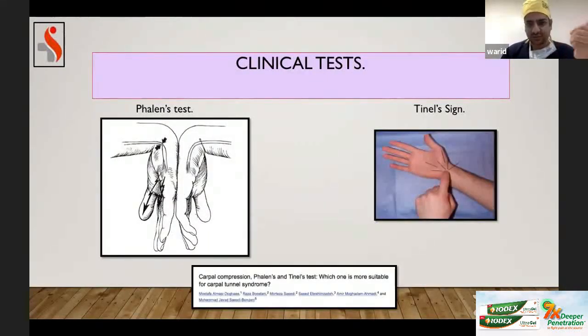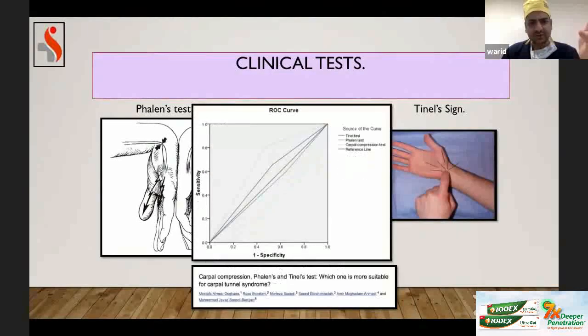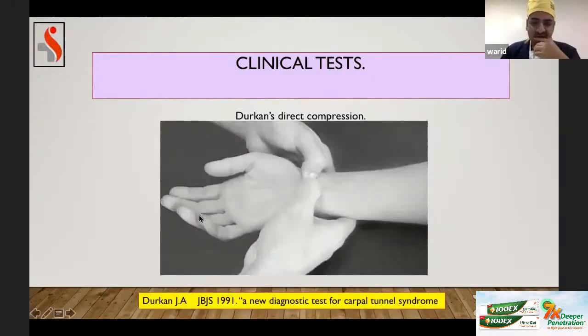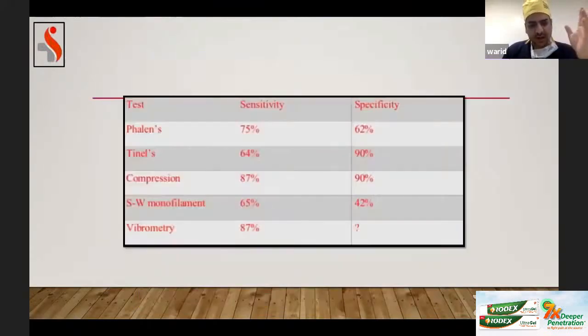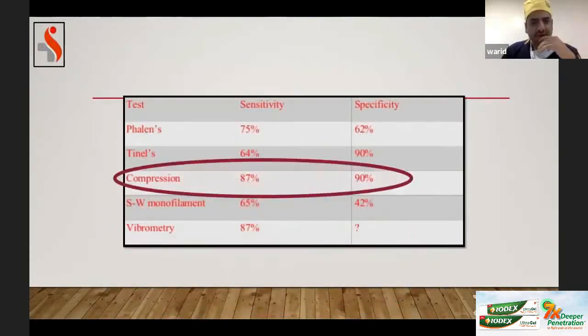Again, you do a Phalen's test, you do a Tinel's sign, and then you confirm your test. This particular study again shows a carpal tunnel compression test is one of the most sensitive and specific tests, even more sensitive than EMG and NCV studies. In one of the studies that has been shown, this yellow line you can see, that is the compression test. So it's very much diagnostic, you can say. This was published in 1991 in JBJS, and it is pretty much followed now and is the most reliable test to diagnose carpal tunnel syndrome.